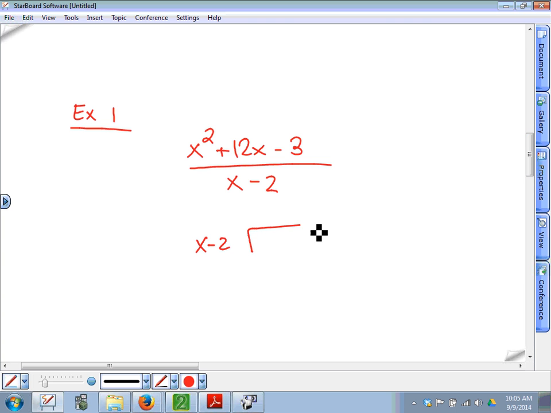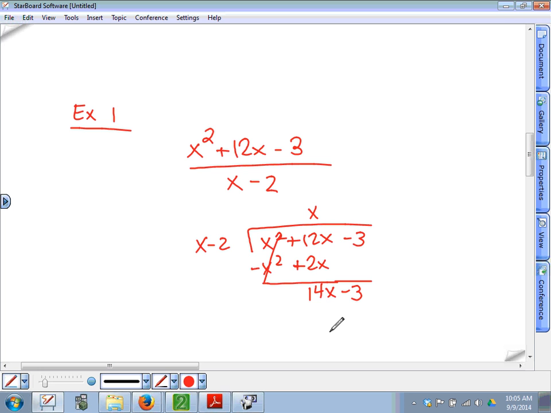So, x minus 2 divided into x squared plus 12x minus 3. So, in order to end up with an x squared right here, you've got to put a single x right there, yes? Because x times x is x squared. X times negative 2 is negative 2x. Draw the line and change all the signs. So that becomes a plus. Okay? X squared minus x squared cancels. 12x plus 2x is 14x, and then you have that minus 3 that drops down.